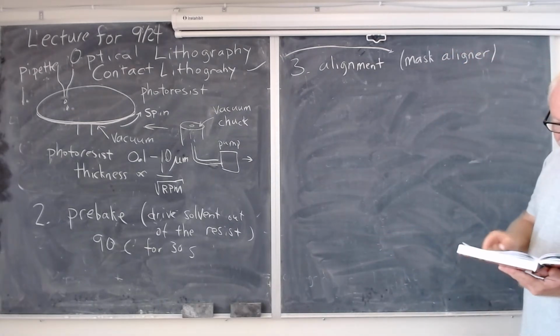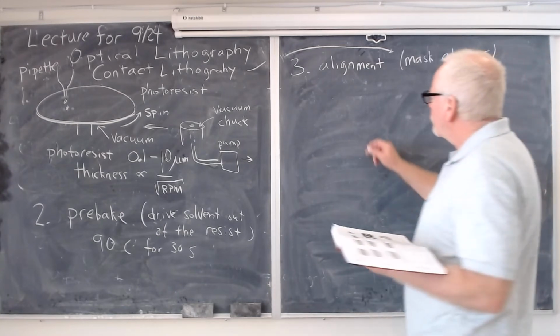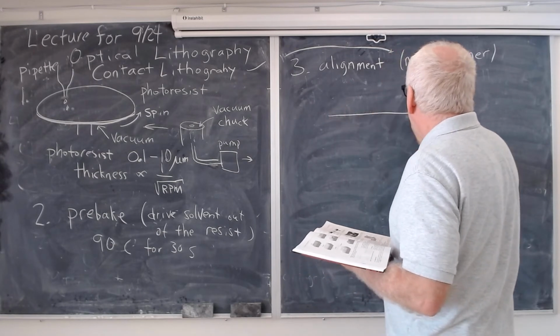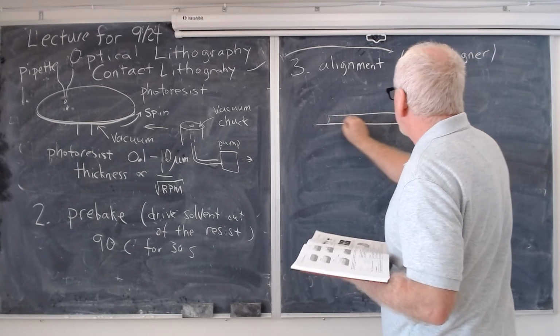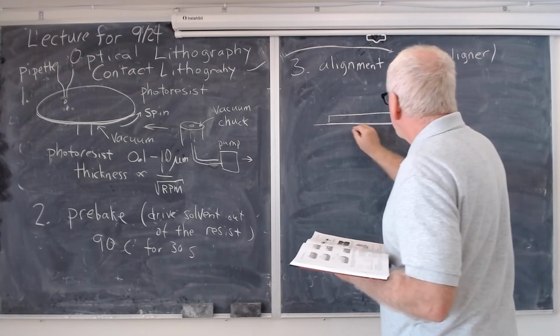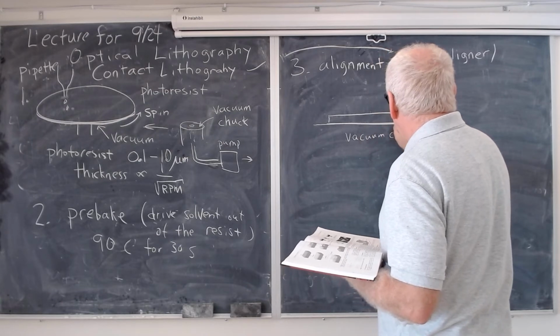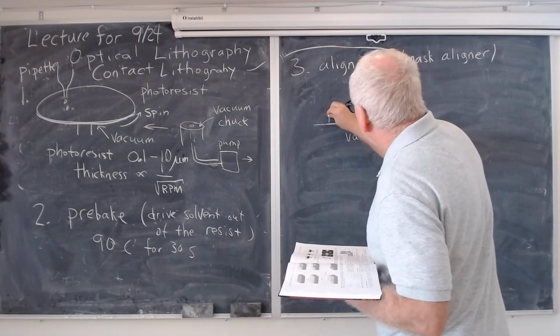And there's a nice picture, figure 9.5. Basically, you have your wafer, and you put it on a chuck in the machine. This is a vacuum chuck. And you have your photoresist.